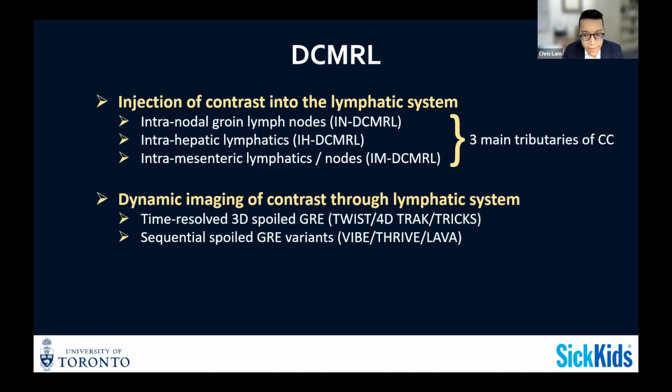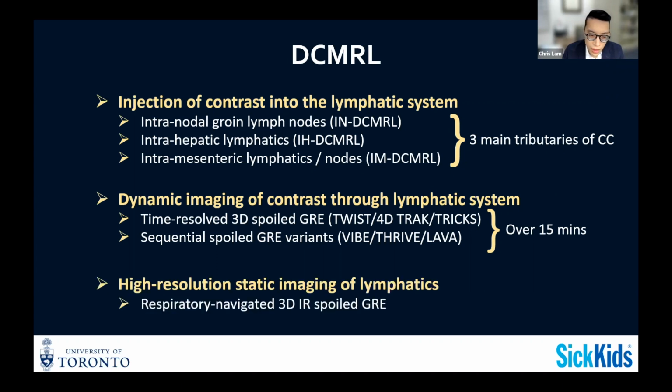After you start injecting into those lymphatics, you start imaging, and basically you track the passage of contrast through the lymphatic system. There are a few ways you can do this, either through a time-resolved 3D spoiled gradient echo sequence, or you can use sequential spoiled gradient echo variants. Both of these have their advantages and disadvantages. Finally, you can finish this off with high-resolution static imaging of lymphatics. Often we'll do a respiratory navigated 3D IR spoiled gradient echo. So I'll show you examples of all of this.